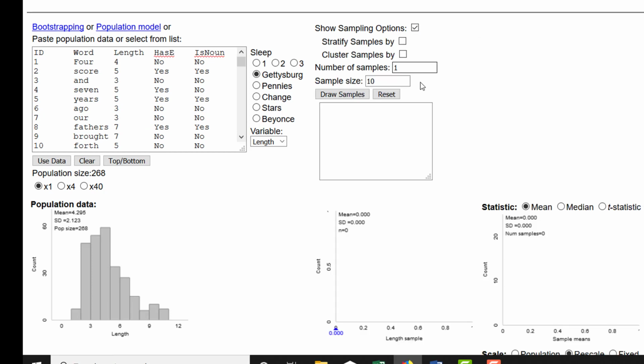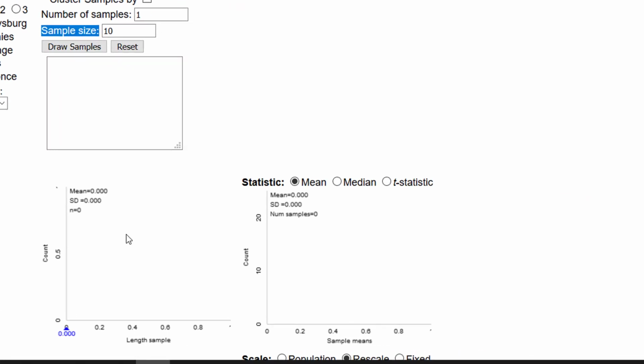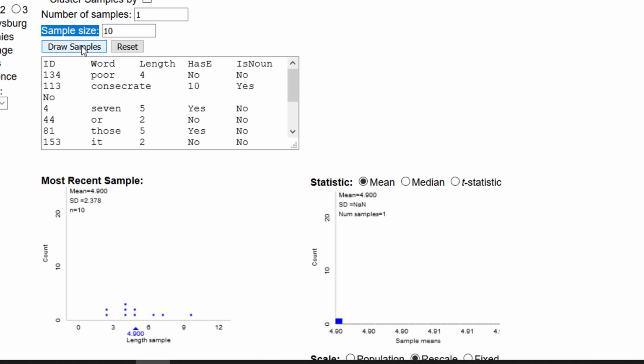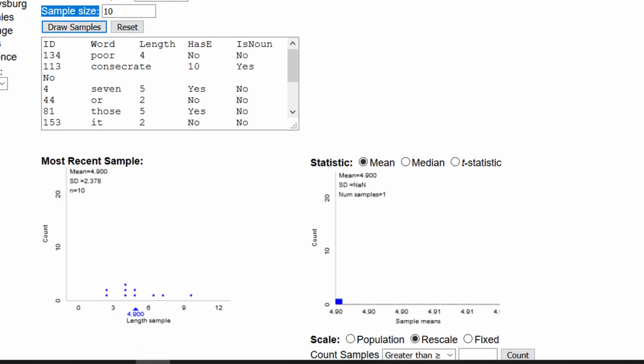If I click that and I say that I want to take one sample of sample size 10, what it will do is randomly pick 10 words from that speech. It tells me in this box what the 10 words are. It says the words are pour, consecrate, 7, or etc. So it picked 10 words.